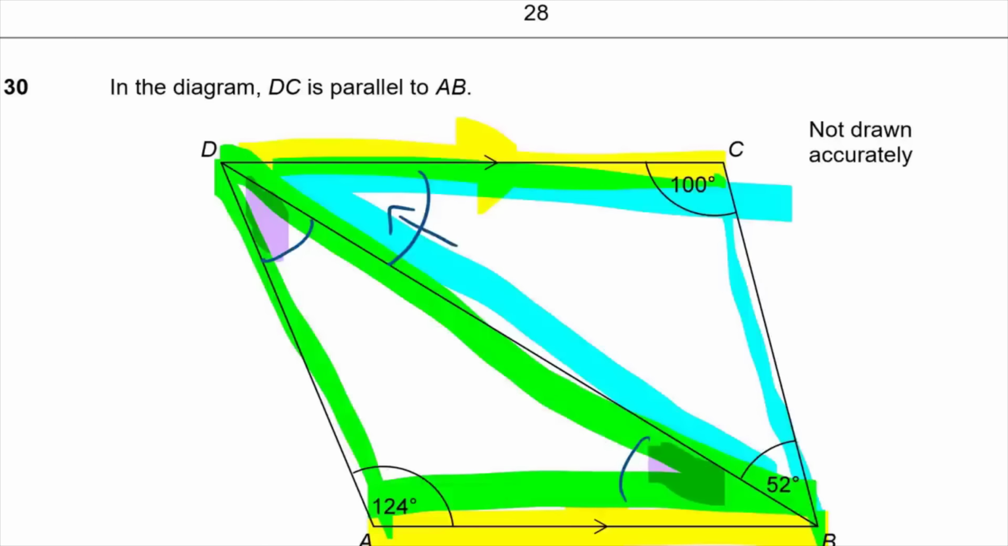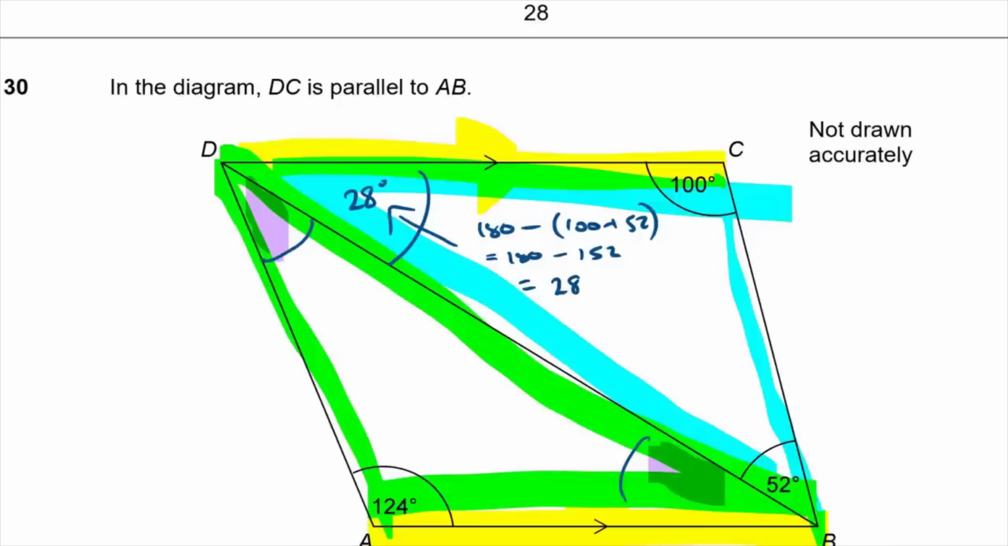So I know that that angle is equal to 180 minus the other two. So it's going to be 100 plus 52. 100 plus 52 is 152. So 180 minus 152, what's that equal to? So 180 minus 150 is 30, and 30 subtract 2 is 28. So that angle there is 28 degrees. Okay, so I know that one's 28.